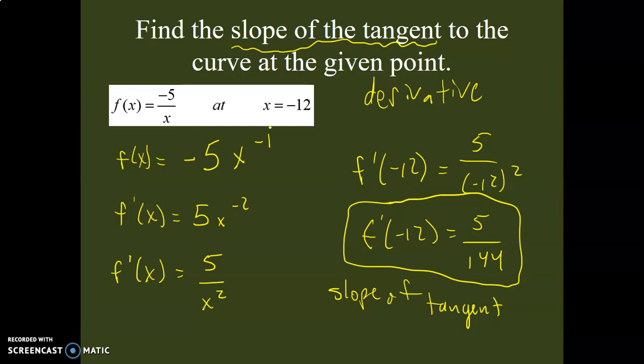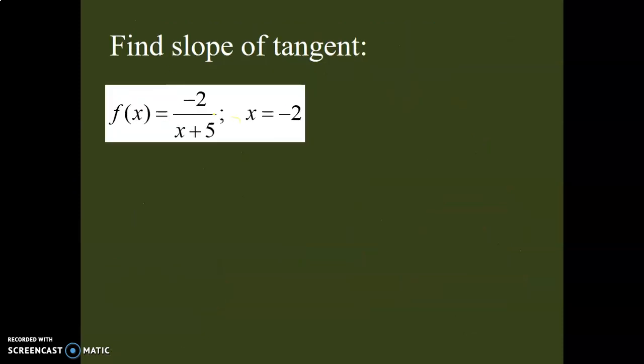And if we think about what the graph would have looked like, it would have been a rational function flipped. Instead of being in these two quadrants, it would have been in these two quadrants. If we think about out at negative 12, we would have a slightly positive slope, but much less than 1. So my answer of 5 over 144 makes sense. All right, let's try another one.